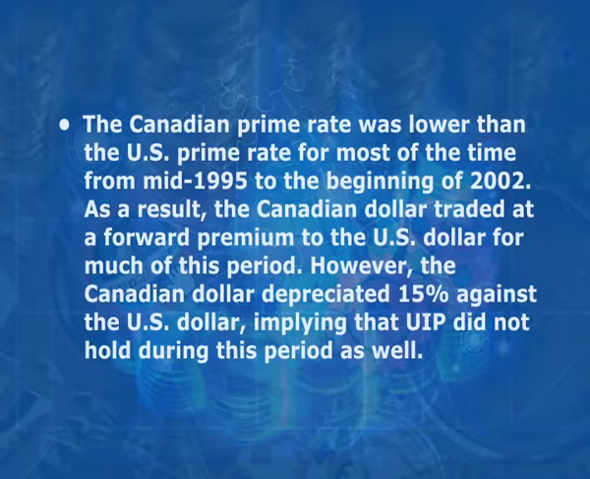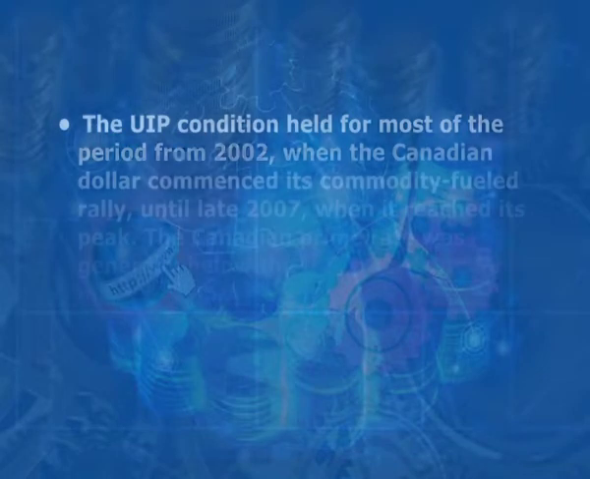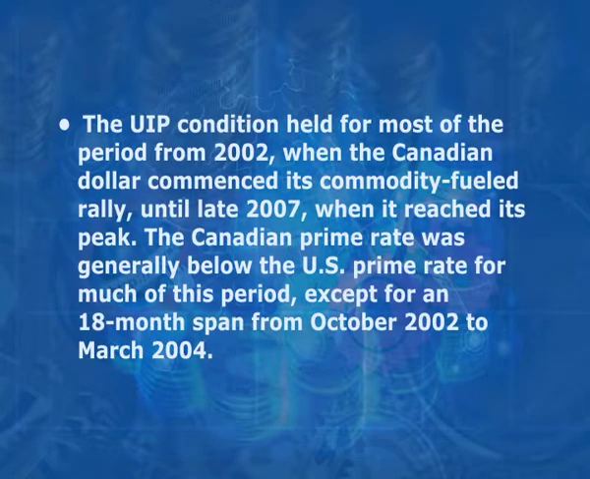The UIP condition held for most of the period from 2002, when the Canadian dollar commenced its commodity fueled rally, until late 2007, when it reached its peak. The Canadian prime rate was generally below the US prime rate for much of this period, except for an 18-month span from October 2002 to March 2004.